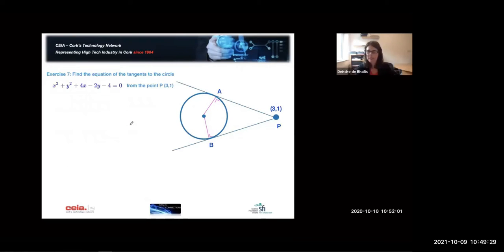So it's best explained in an exercise. Find the equation of the tangents to the circle x squared plus y squared plus 4x minus 2y minus 4 equals 0 from the point P, which is (3, 1). So the first thing we're going to do is calculate the center and radius of the circle. Again, I'm going to give you a few moments to do that, and we'll see who's still with me.